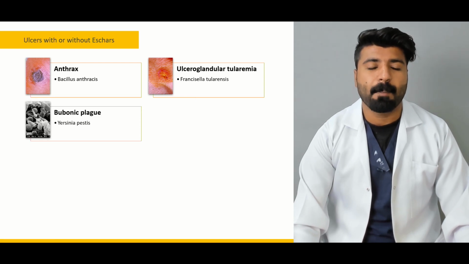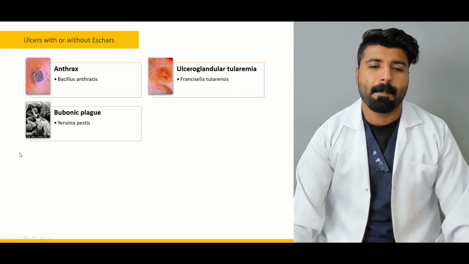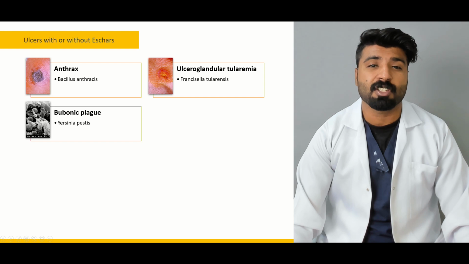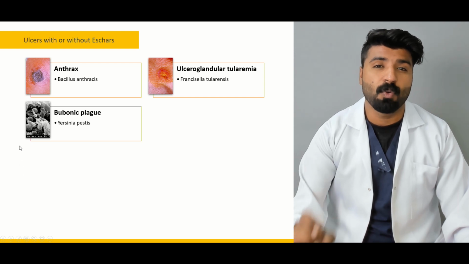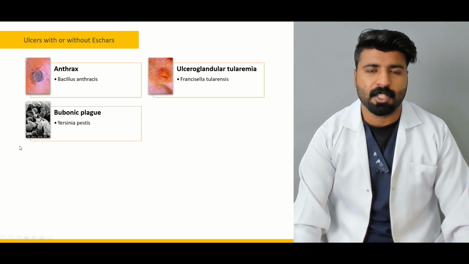Next on, we have bubonic plague. Now, what is bubonic plague? Bubonic plague was one of those plagues which eradicated humans in the past, which led to the deaths of many. Now, this is caused by Yersinia pestis. It's also an infection with dermatological manifestations, and they lead to the formation of ulcers with or without eschars. We talked about what eschars are and where they are found. They're at the superficial level of the skin.